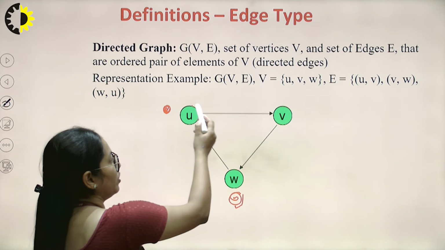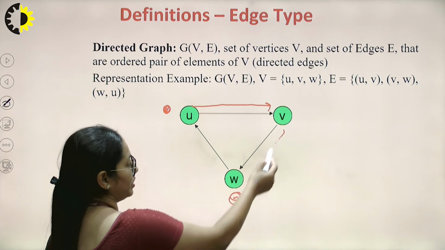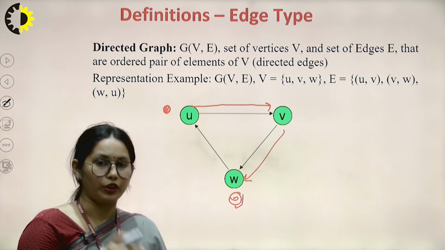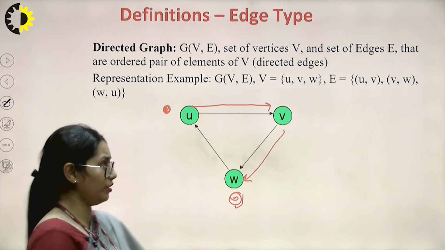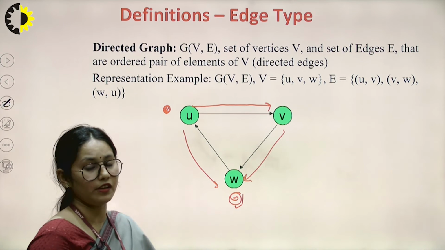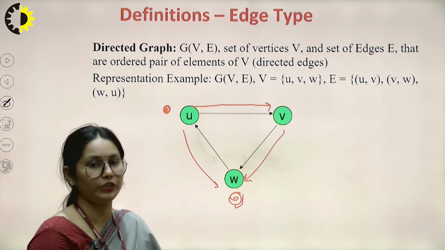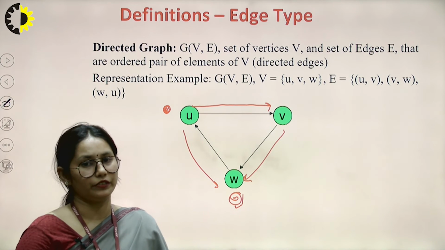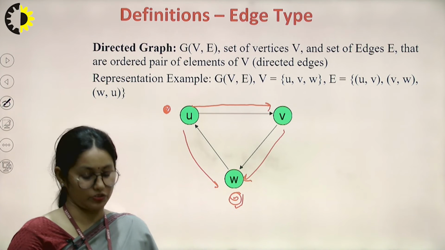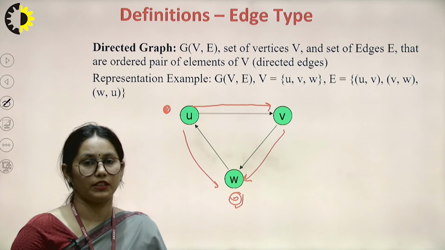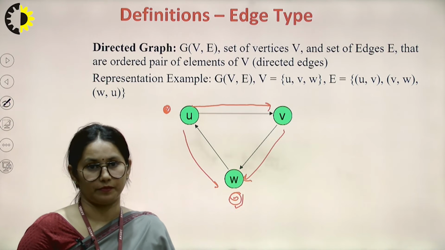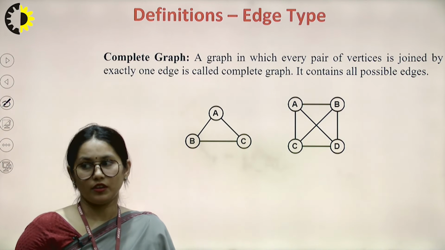So I will go from U to V, then V to W. This is the only path available from U to W. You cannot go from U to W directly because the direction is pointing towards U, not to W. So there is a difference between directed and undirected. So this is the directed graph, which has vertices and edges, but the edges must have a direction associated with them. Okay. Now next is your complete graph.